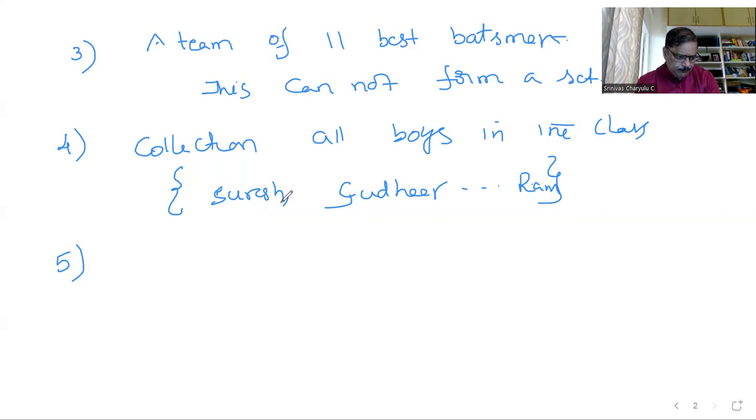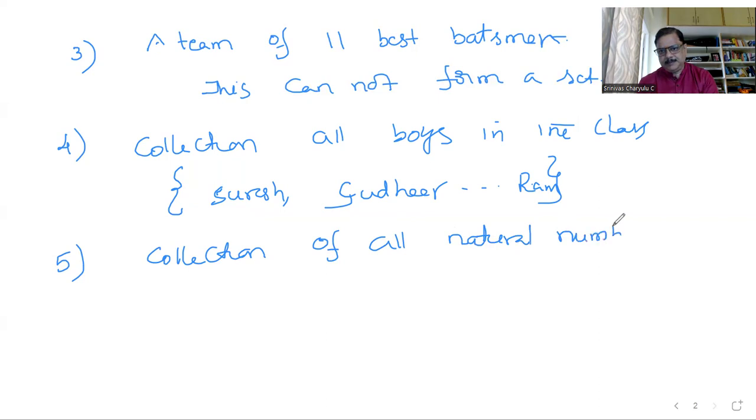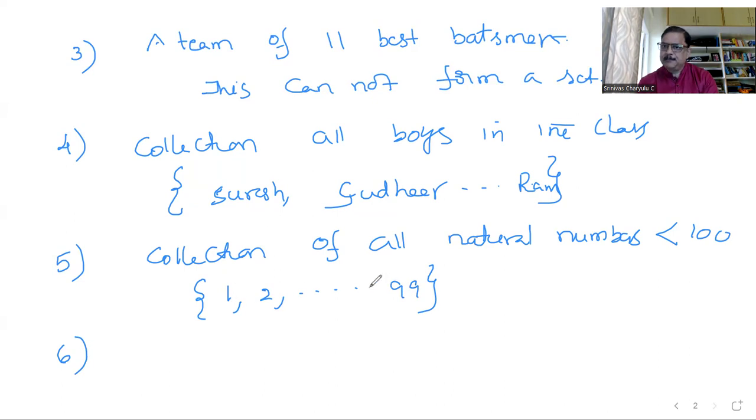That is the difference. Next, collection of all natural numbers less than 100. Easily we can write here all numbers less than 100, 1, 2, like this you can put up to 99. So this is also a statement from which you make elements.